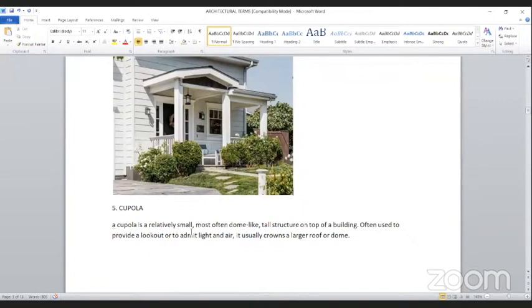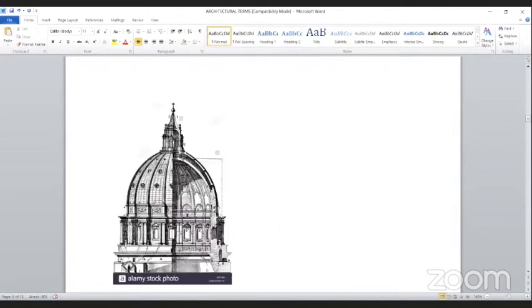Cupola. A cupola is a relatively small, often dome-like, tall structure on top of a building, often used to provide lookout or to admit light and air. It usually crowns a larger dome or roof. This, for example, is a cupola. This is a dome shape. They're saying usually it is dome shape, but not always. Usually it is used to let in light and air, and it usually tops a roof or a larger dome. They're saying it's not very big, but enough to keep a lookout. It can vary also.